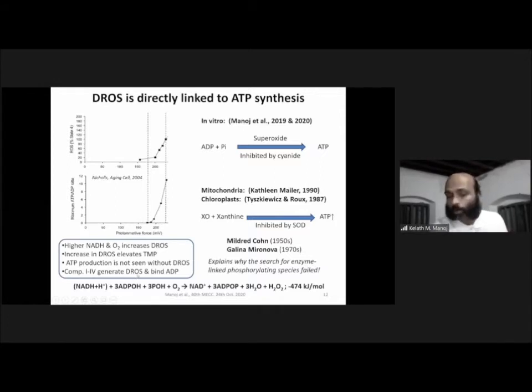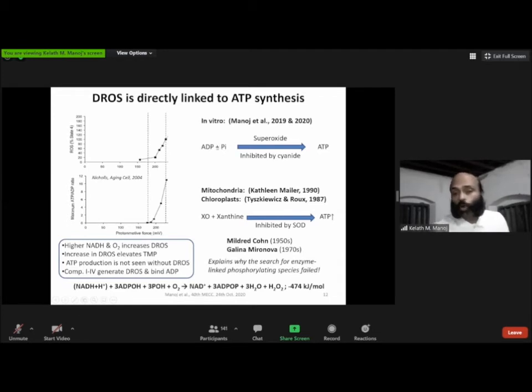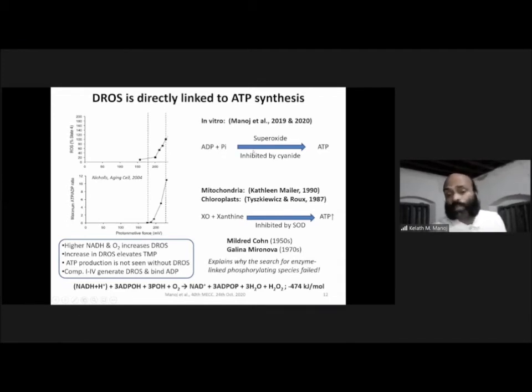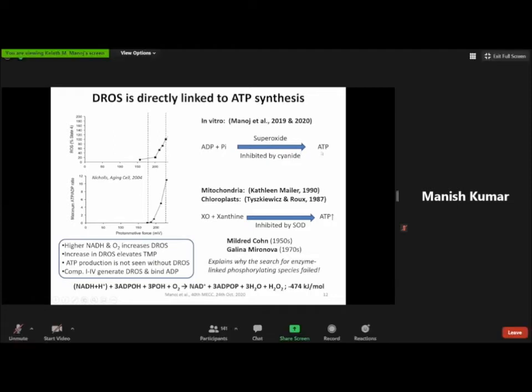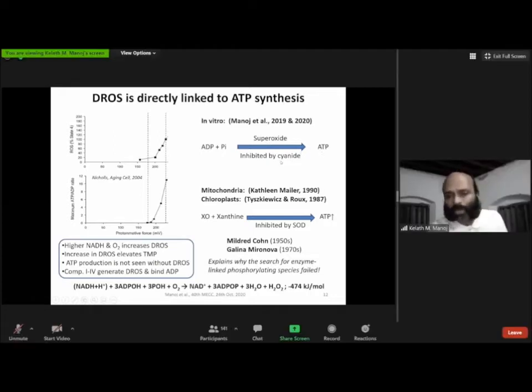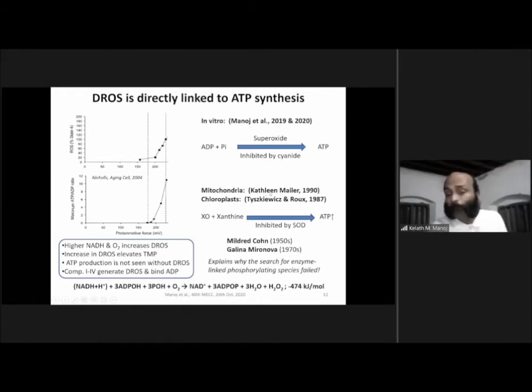It is also known in literature, and it also binds ADP. And then very clearly, we showed also that if you take ADP and phosphate, just give superoxide, it gives ATP. And this reaction is inhibited by cyanide. And this was not only shown by me. In 1990, Kathleen Mailer, a pioneering scientist, had shown this. And similarly, Galinov Mironova had shown in the 1970s that there is peroxidative phosphorylation. Similarly, this group had shown the same thing in chloroplasts.